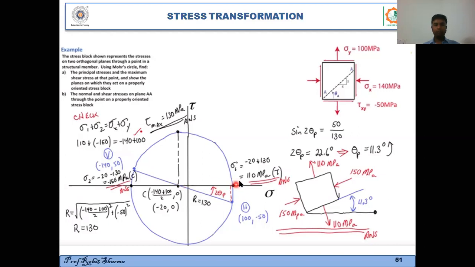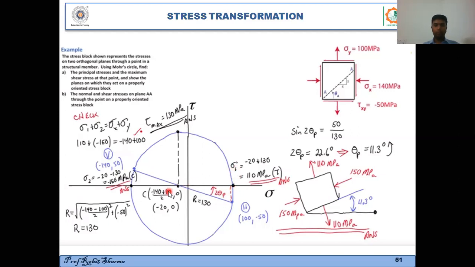And if I have to find out the value of sigma 1, then we always calculate the value from the origin, right? So we'll have to find out this distance. How can we find out this distance? We'll have to take the value of the radius from the center to this point, and subtract this distance, so that we get the distance from the origin.